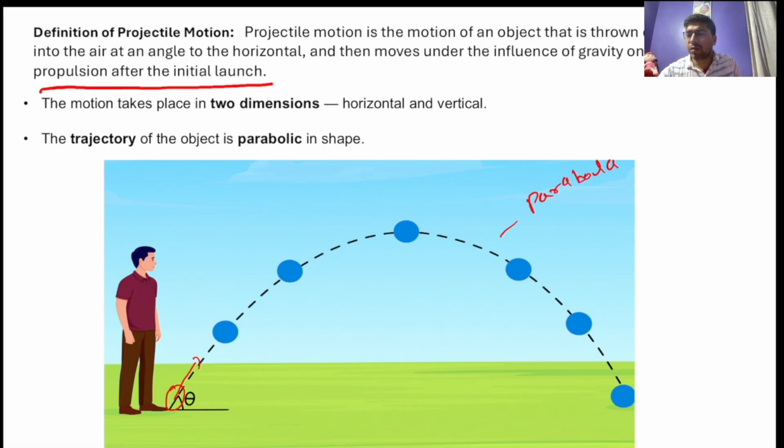Okay, so now the basic point of projectile motion is what? Motion must be two-dimensional, right? Two-dimensional means, see, motion under gravity must be two-dimensional.